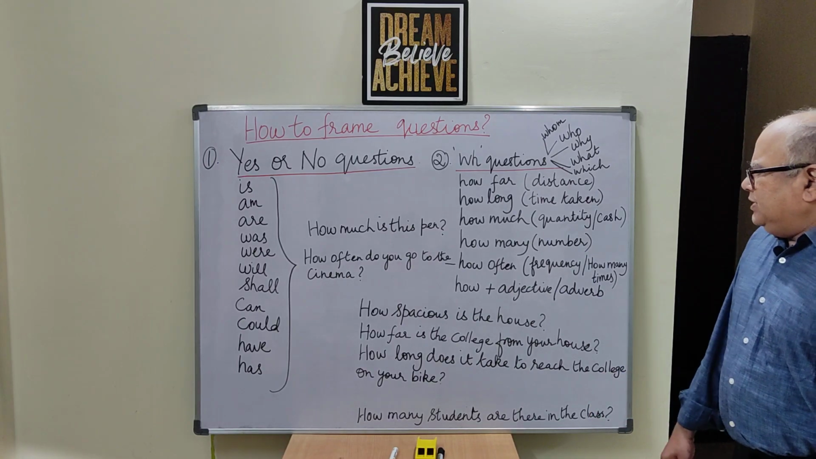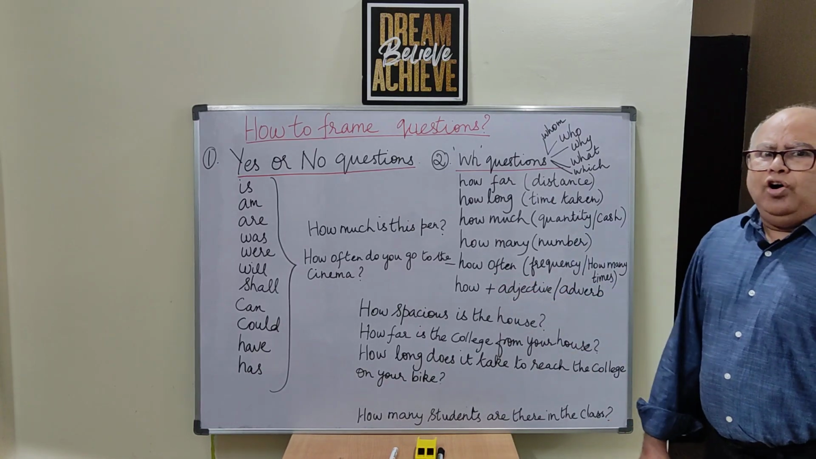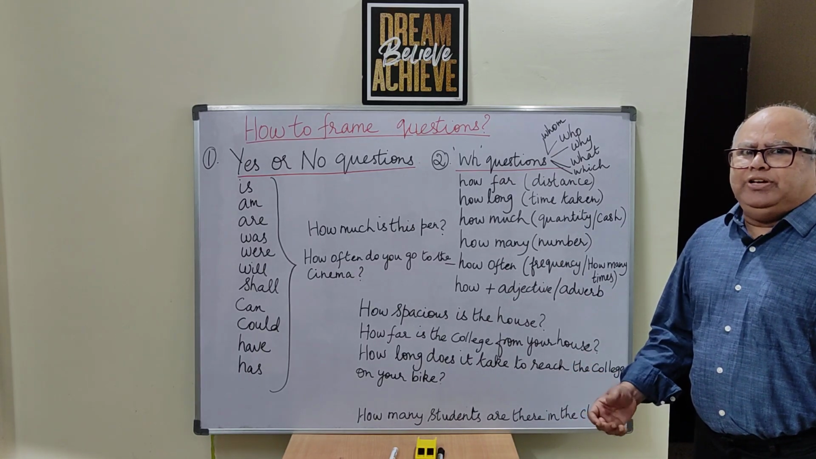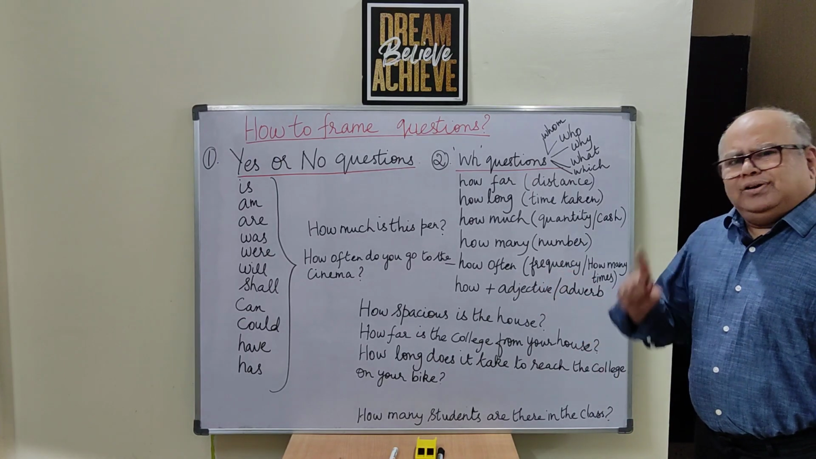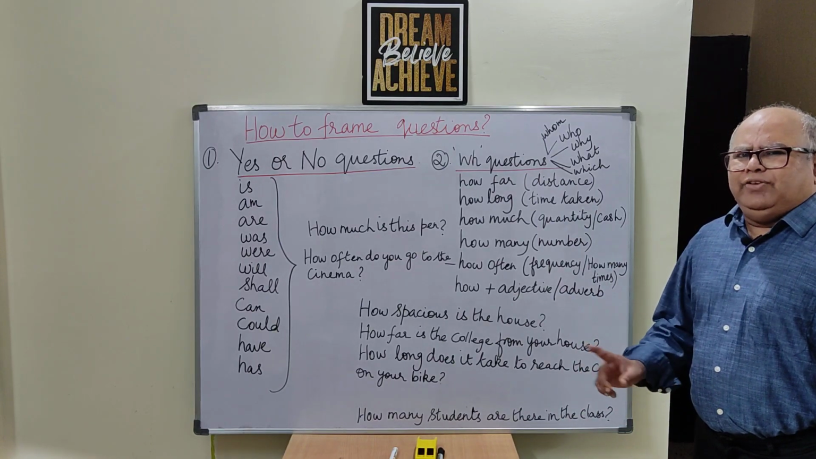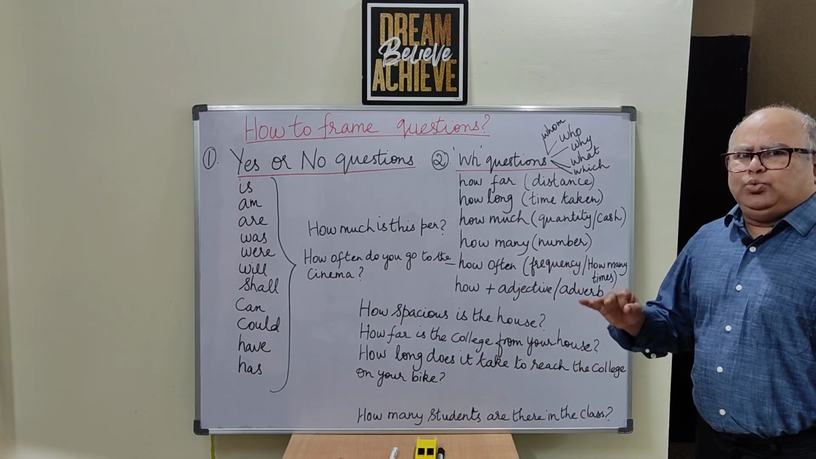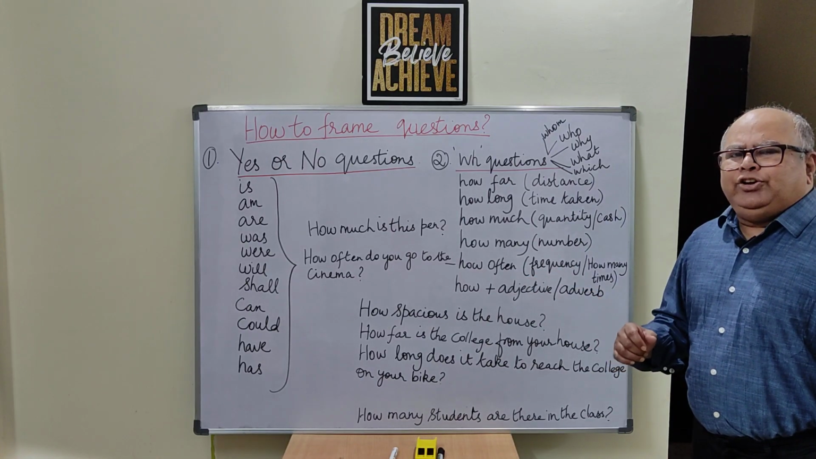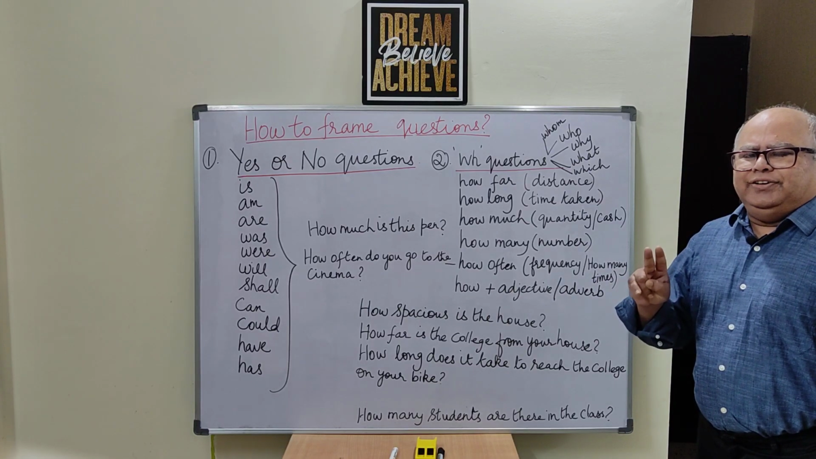Okay. Now, the next one is how often. How often means how many times. Frequency. Frequency means how many times. How often do you go to the cinema? Just only once a week, not once in a week. You don't say once in a week. Once in 2 weeks, that's different. But once a week, once a month, once a year. Okay. How often do you go to your native place? Twice a year.